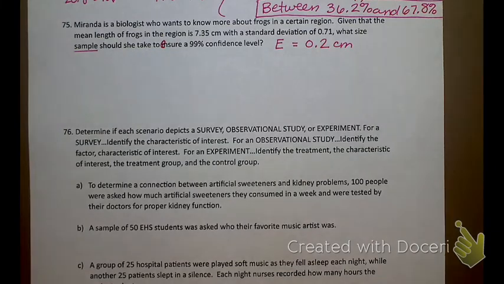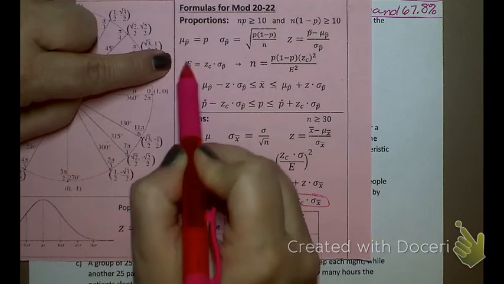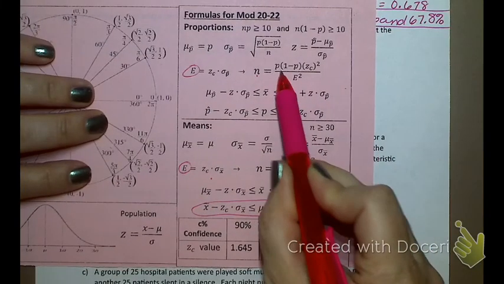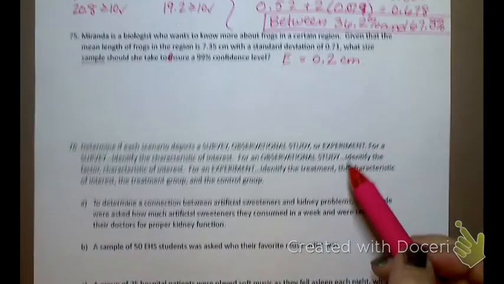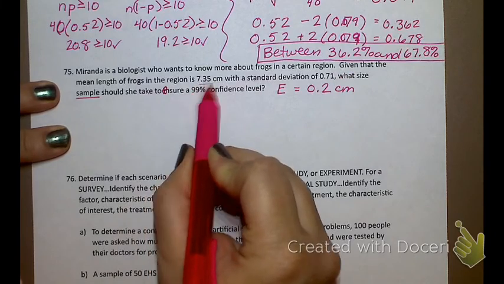So, margin of error. Let's see, where do we see margin of error? We see it here. We see it here. See those? And then we get our N formulas. So which one do you think we're using? Are we using one that has to deal with proportions or one that has to do with means? What do you think we're looking at? Mean length? Yeah. I think we're doing the means.